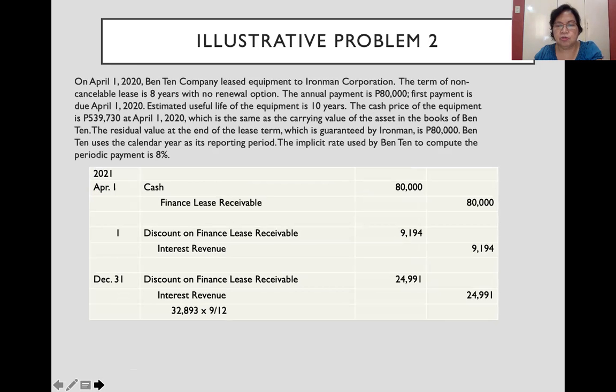Or, may I correct myself? It's 24,991, which is 32,893 times 9 over 12. So that previous amount is actually your adjusting entry at the end of 2020.